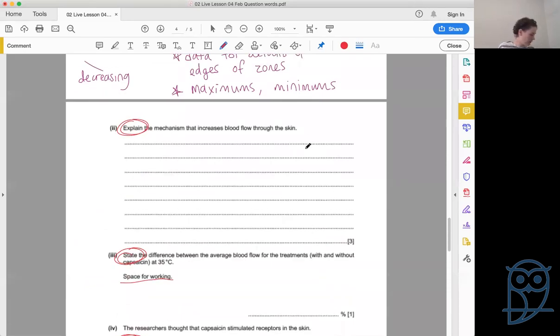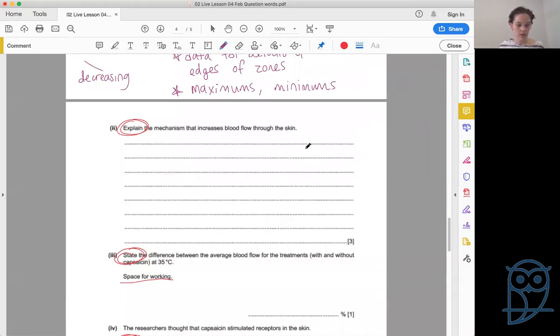So, just watching the time a little bit, because we're going to have to not go into quite as much detail for these next questions so that we can get through them and understand all the different explains. Okay, because the aim of this session is looking at the question words rather than the actual content and the knowledge and understanding surrounding temperature control.